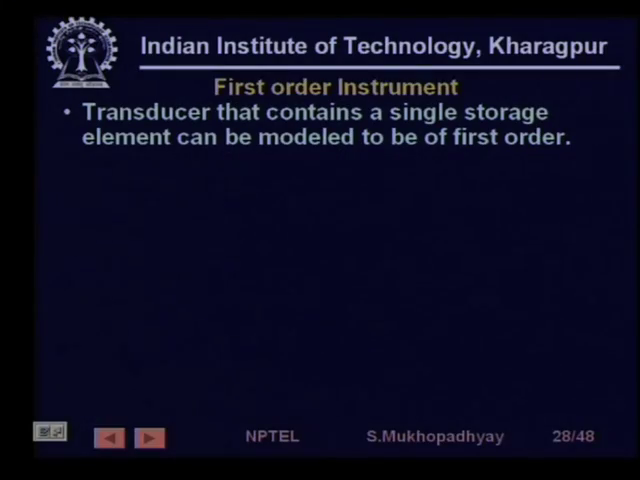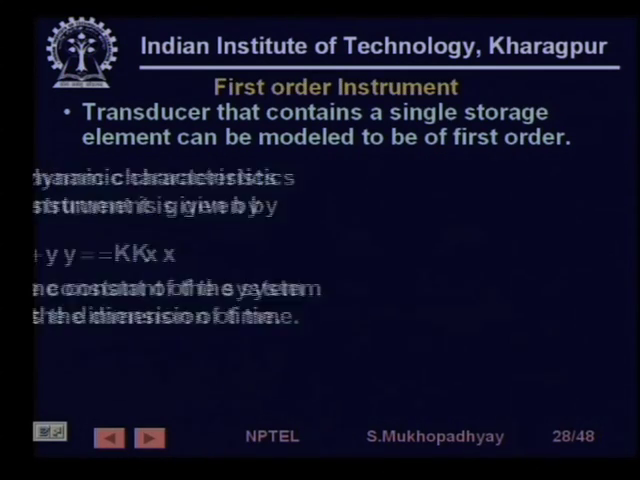So, for such transducers we have a first order instrument character, first order or second order. That will depend on the modeling of the thermocouple. But typically first order instruments are transducers that contain a single storage element and can be modeled as first order.